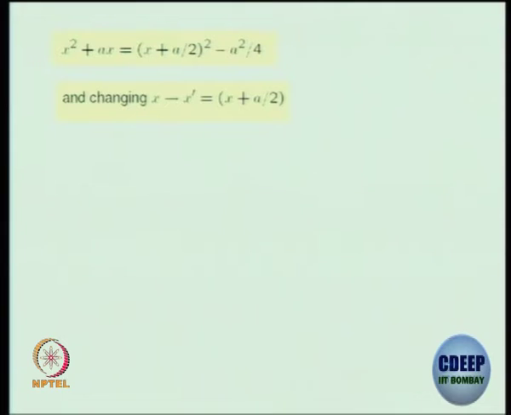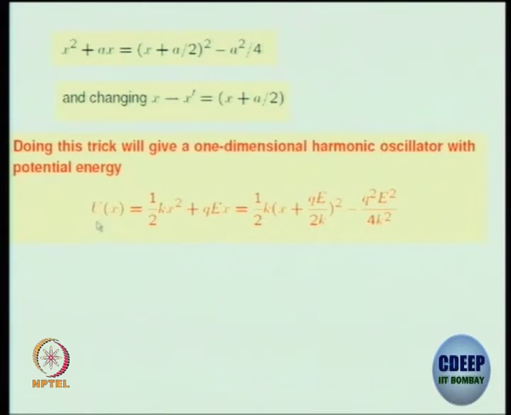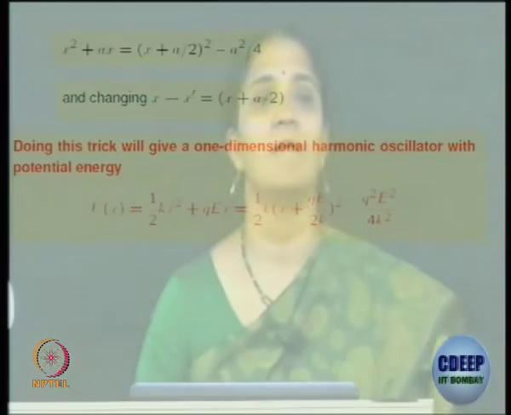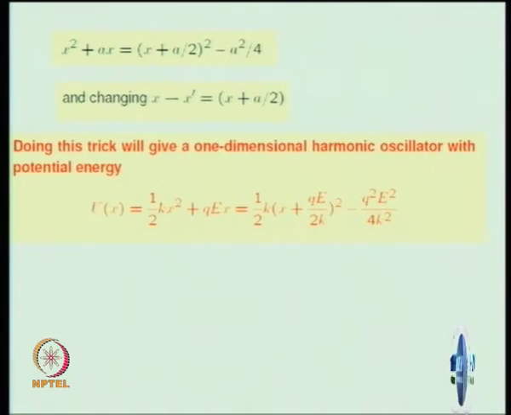Then what happens to your system? Your potential energy, which was this, becomes shifted. This A, which I wrote as a compact notation, is actually to be seen from this picture, how you change your coordinate, and the zero of the potential energy is shifted. That's just a constant. What will be the energy eigenvalues for this system? What will be the ground state energy? Half h cross omega minus the constant shift in that energy, which is q squared E squared by 4k squared.